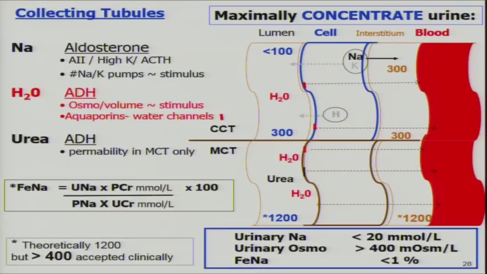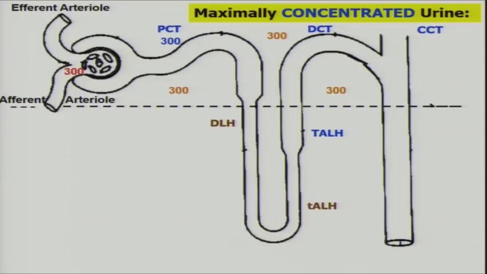If the urinary sodium is clearly low and the osmolarity is high, there's no point in actually going to the trouble of measuring and calculating a fractional excretion of sodium, or FeNa as it's called, because we know it's going to be really low.